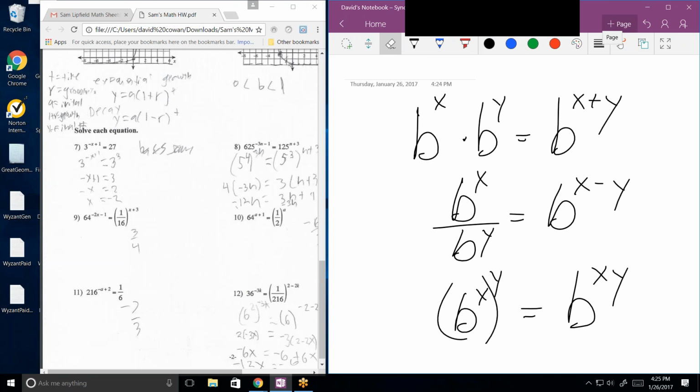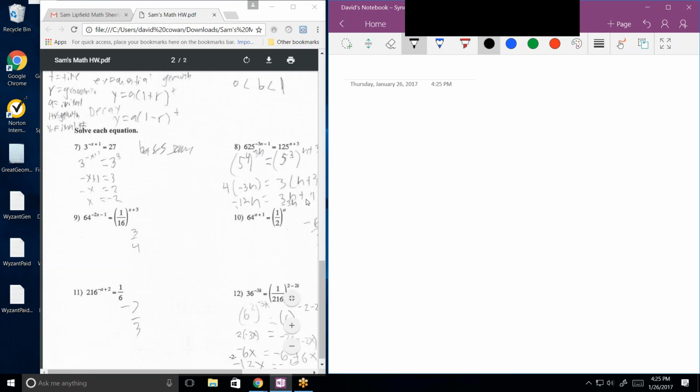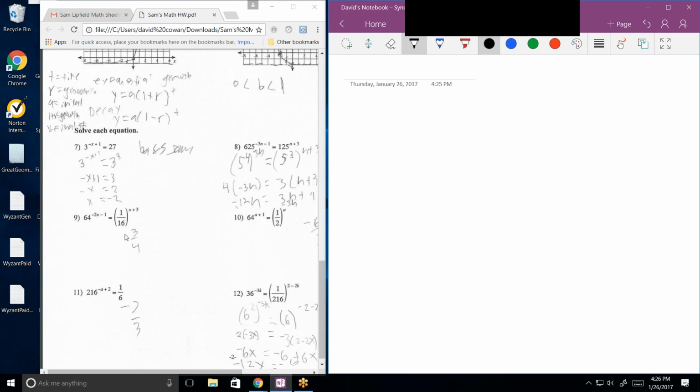Okay, so number 9. What's the common exponential base between 64 and 1/16? 8. Actually not. You cannot write 16 as an exponential of 8. It's not 8 to the 1 power. It's not 8 to the 2 power.